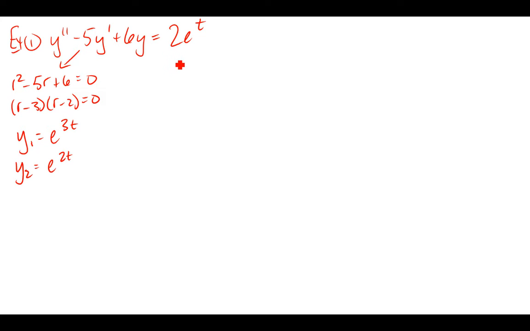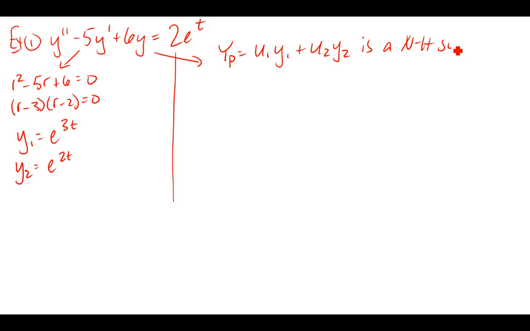And now in order to get our non-homogeneous solution, I'm going to first check, do I have a 1 in front of this? Yes, I do. Okay, so I'm good to go. I don't need to do any adjustment. So let's try this. Variation of parameters says that u1 y1 plus u2 y2 is a non-homogeneous solution for the following computation of u1 and u2.